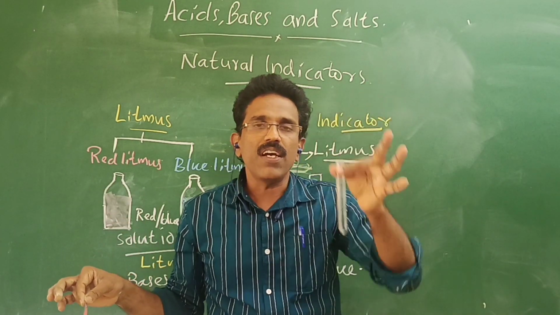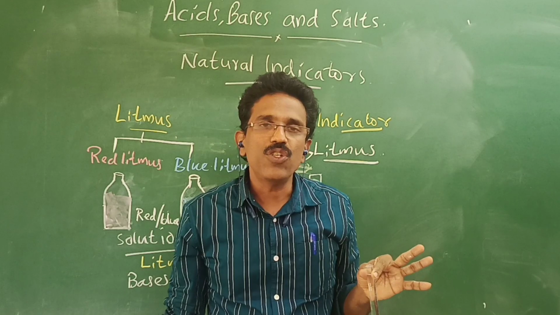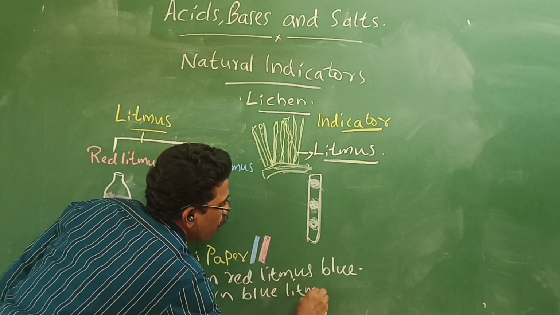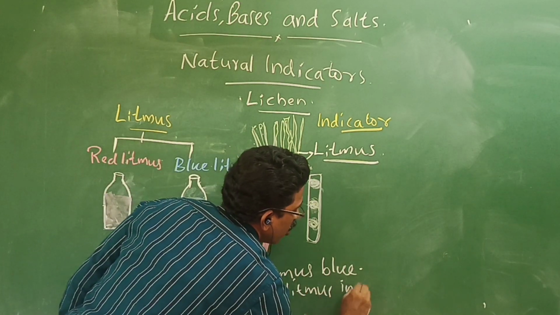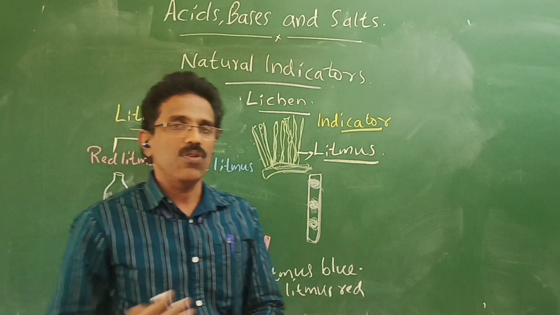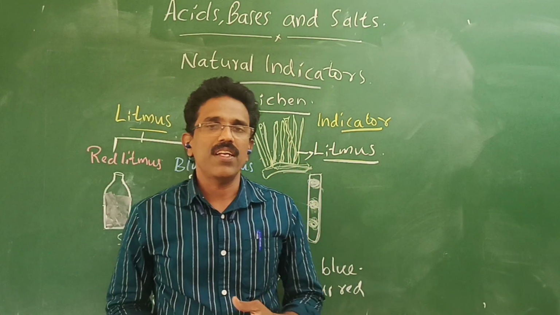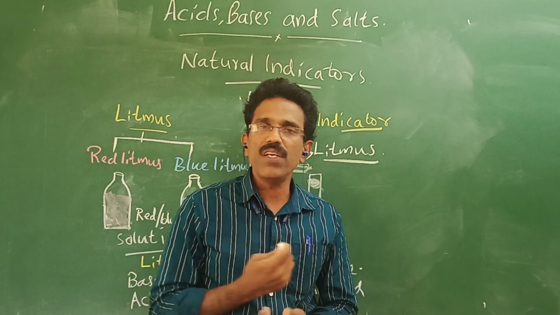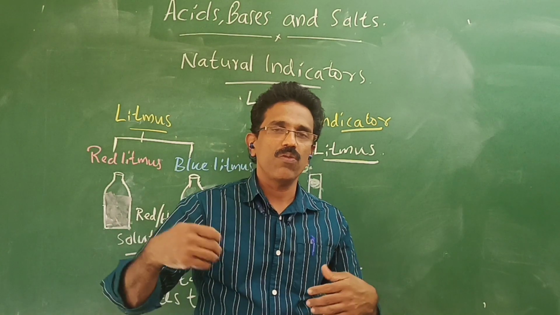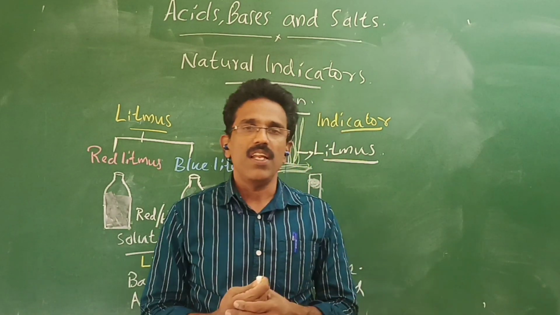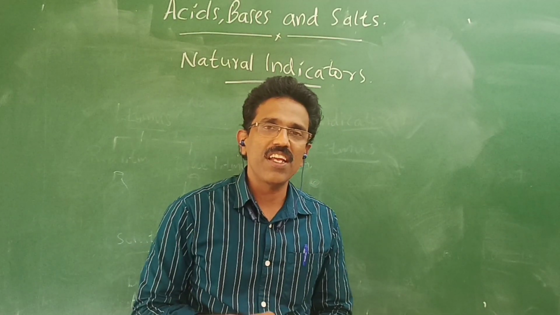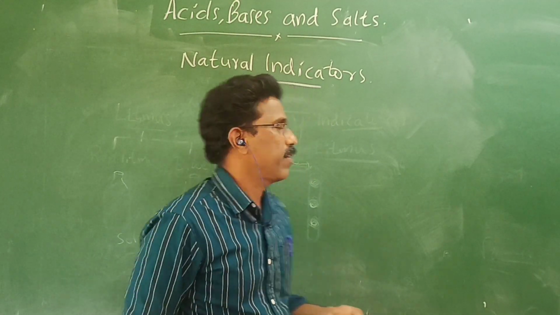So, acids turn blue litmus into red. That is why we say that litmus is an acid-base indicator. We can test the presence of acid or base by using litmus paper. Another natural indicator is turmeric paper.